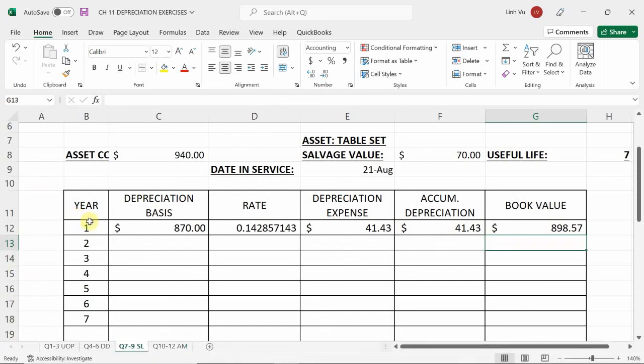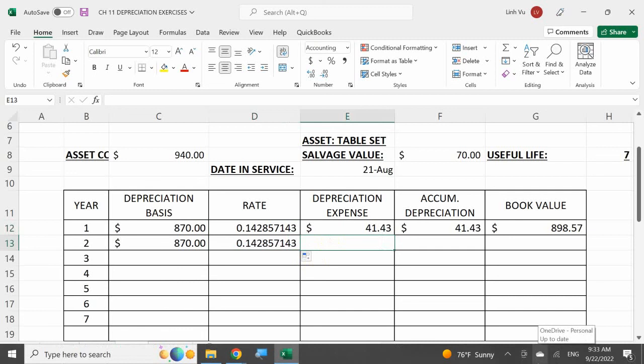$870. Good, that's correct, right? Because it's your asset cost minus salvage value. What is your rate going to be? It's going to be 0.14285. Good. It's going to be the same number because 1 divided by 7.